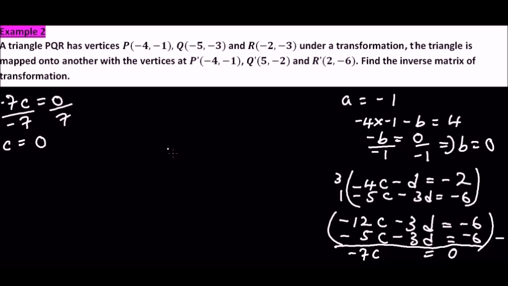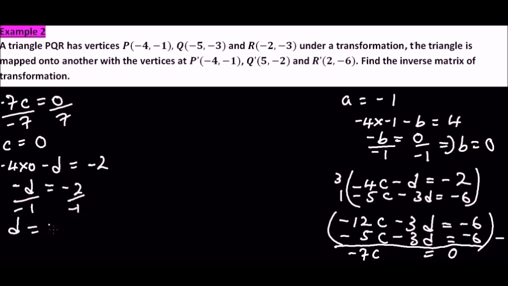Now once we find C is 0, we substitute in one of the equations. So we can use minus 4 times 0 minus D is equal to minus 2. Now this will be 0 minus D is equal to minus 2. Divide both sides by minus 1, and then we have our D is equal to, this is minus 1, is equal to actually 2.